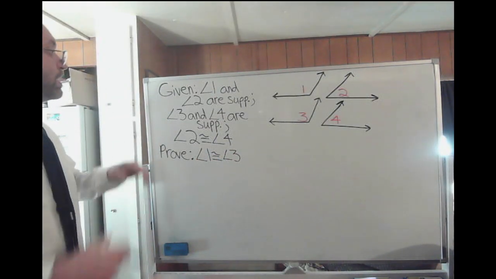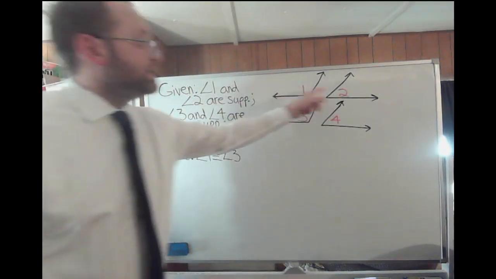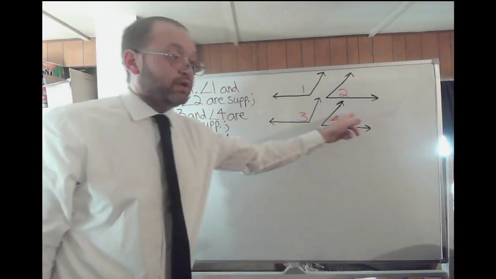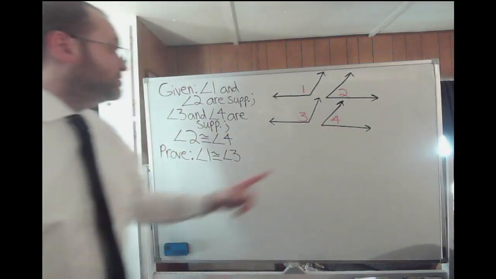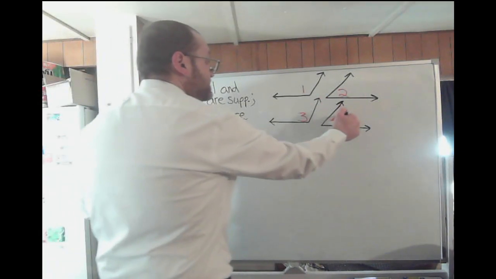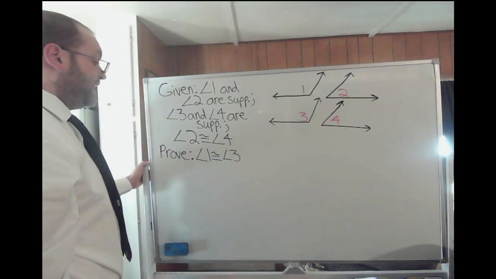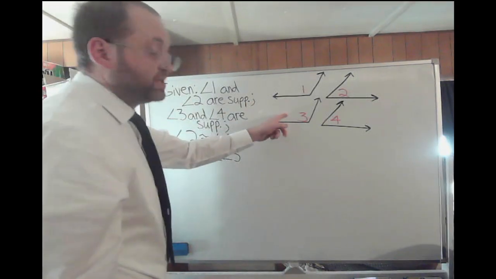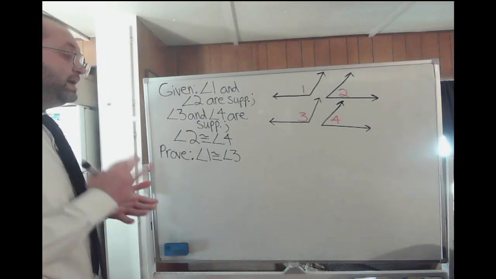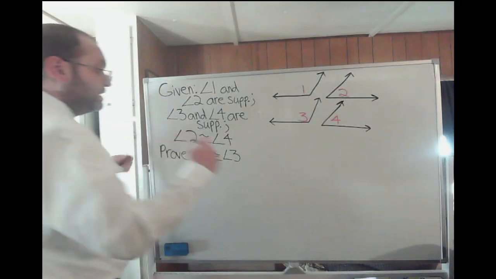So we're given that angle 1 and angle 2 are supplementary, so if you put these together, they'll add up to 180. Angle 3 and angle 4 are supplementary. Put those two together, they'll also add up to 180. And then we're even given that angle 2 is congruent to angle 4. So what we have to prove now is that angle 1 is congruent to angle 3. So we're proving that supplements of congruent angles are congruent. This is how you're going to see it in action. So let's go ahead here.